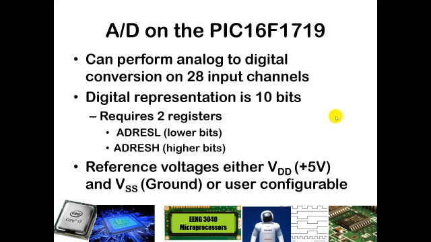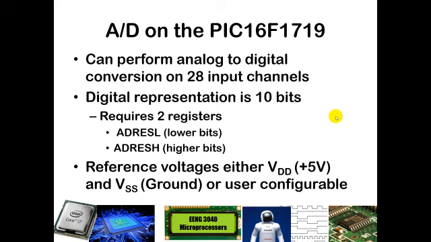So now let's talk about how analog to digital conversion is performed on the PIC16F1719 microcontroller. We have 28 different input channels available for us to connect analog signals to and to process them on this particular PIC. The digital representation comes back in the form of a 10-bit binary value, and because we have an 8-bit architecture, those 10 bits need to be spread across 2 different registers, and we will use ADRESH and ADRESL to represent the higher bits and the lower bits respectively.